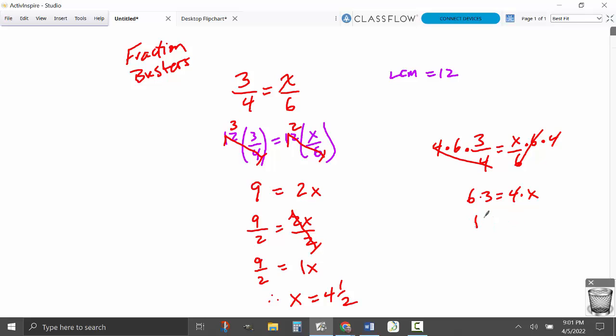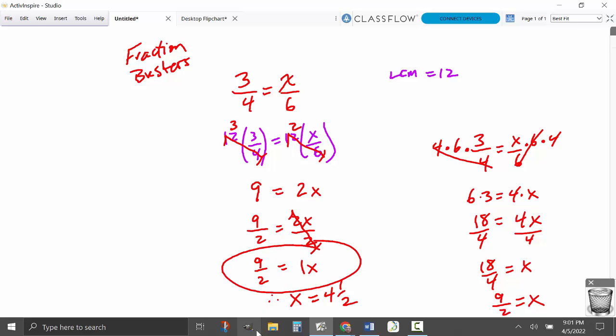You might notice that 18 equals 4x. When he divides by 4, he has 18/4 equal to x, but this needs to be simplified. If you divide both numerator and denominator by 2, you get 9/2 equal to x, which is the same as we had there. So fraction busting by the least common multiple can get you an answer that does not need to be simplified as much. And if you fraction bust this way, it'll do just as good.